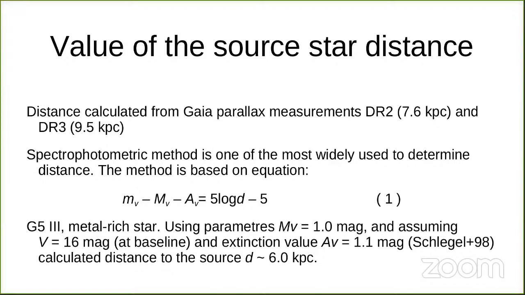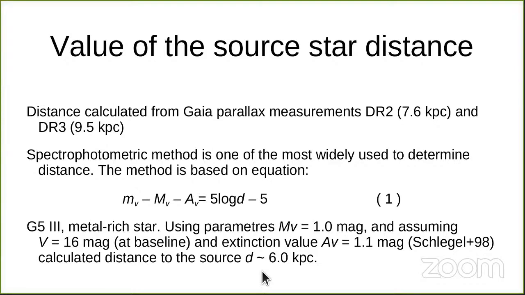Since we know the spectral and luminosity classes of our source star, we know the absolute magnitude, the apparent magnitude from base light, and the extinction. Here the extinction is taken from Schlegel, so it is 1.1 magnitude. If you put these values into this equation, we get a distance of about 6 kiloparsecs.